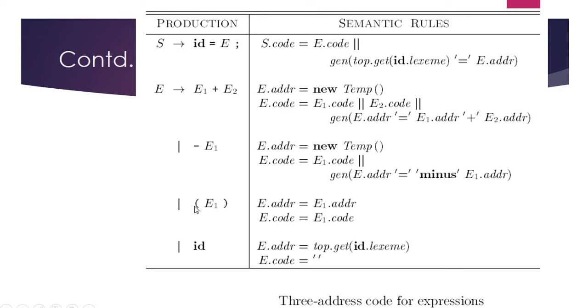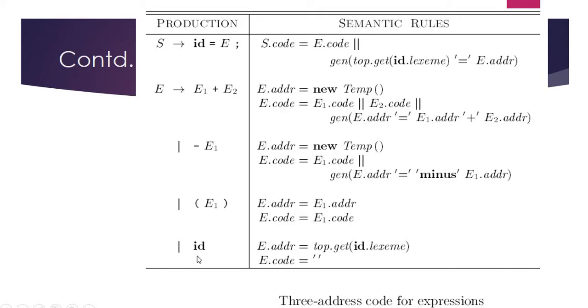Then the next production rule is E produces parenthesized E1. So here in E.address we are going to store E1.address. And whatever the 3 address code for E1 is will be stored in the parent 3 address code. So here code is the attribute where the 3 address code will be stored.